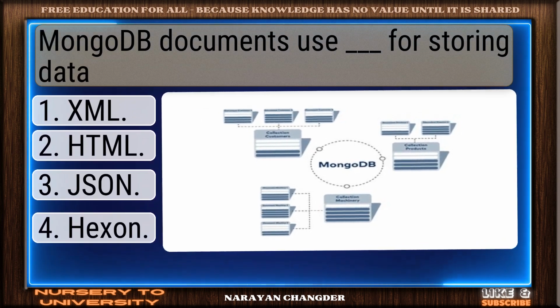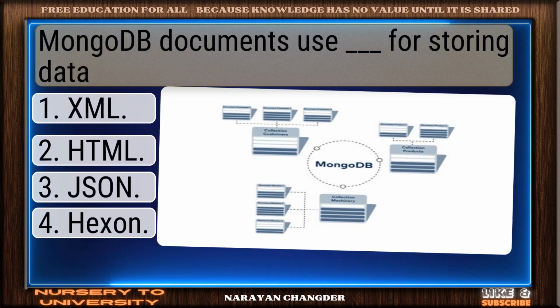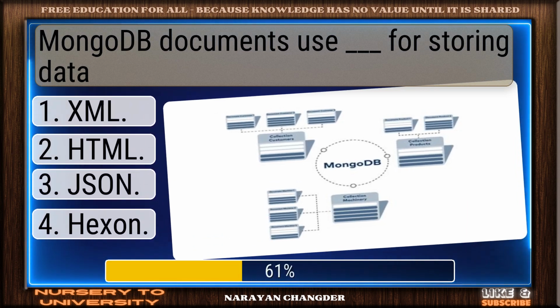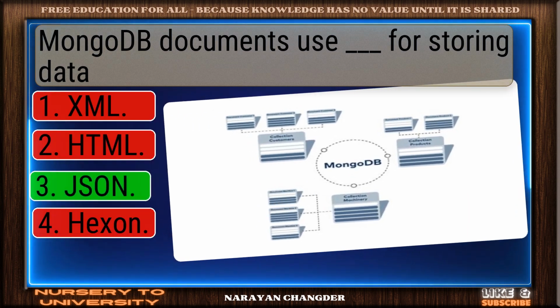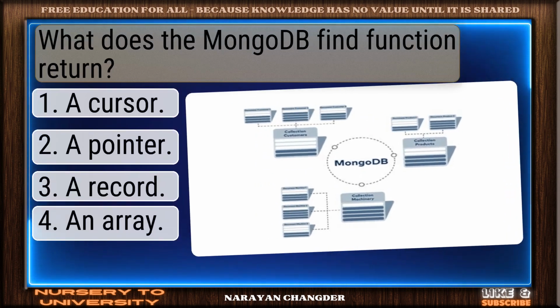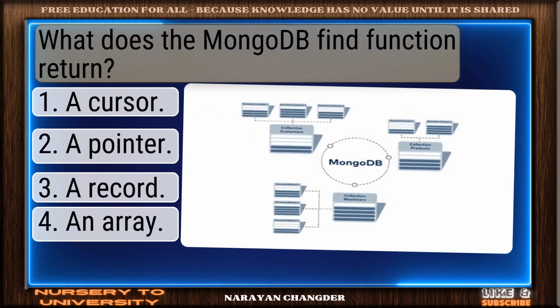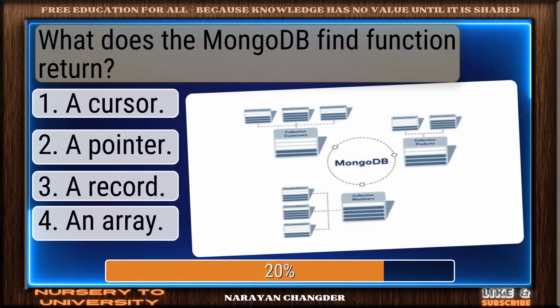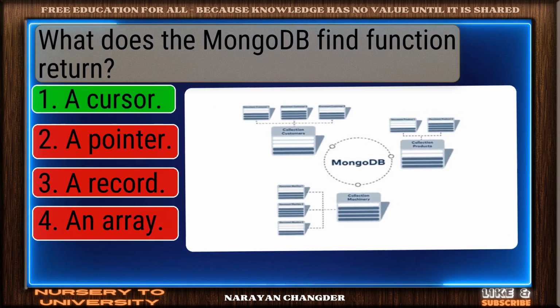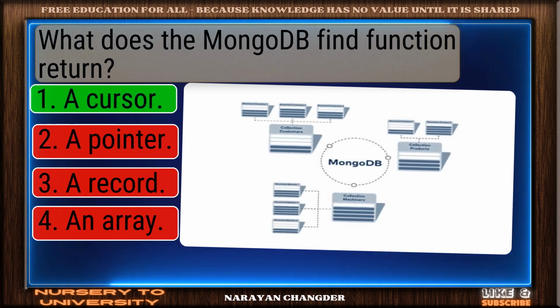Question number 21. MongoDB documents use dash for storing data. Well reasoned. JSON is the correct choice. Question number 22. What does the MongoDB find function return? Smart pick. A cursor is the correct choice.